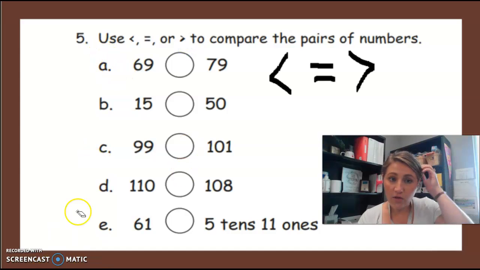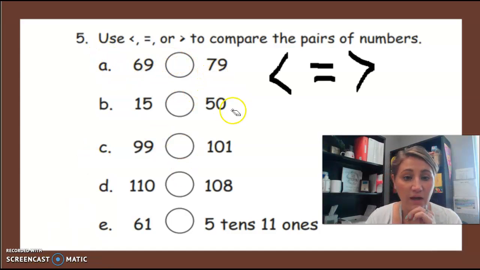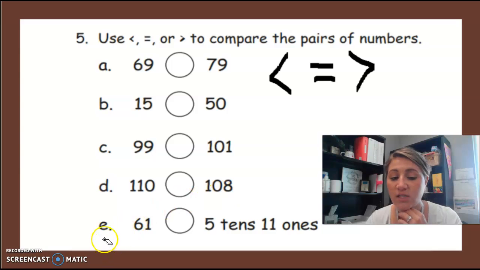Okay, so A, you have 69 and 79. B, you have 15 and 50. C, you have 99 and 101. D, you have 110 and 108. And then your last one, E, you have 61 and 5 10s, 11 ones.